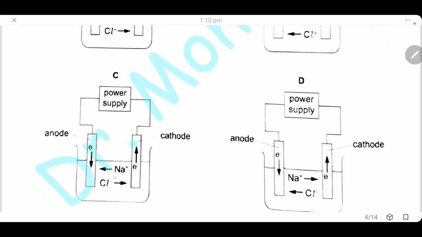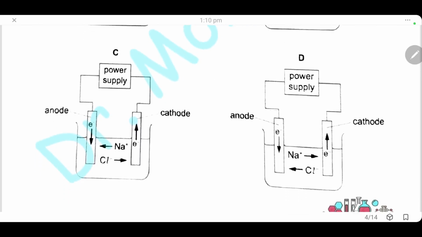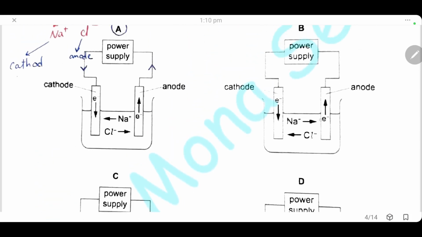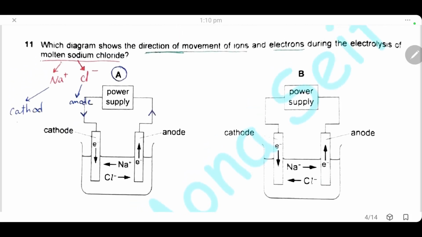Take care here. In this diagram, they have the same direction of arrows, but they reverse the positions of cathode and anode. Here, the same arrows, but the directions of electrons from the cathode and anode are reversed. And here, the direction of sodium to the anode is wrong. Of course, sodium will be attracted to the cathode. The only correct diagram is A.